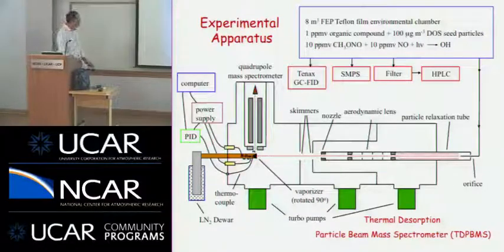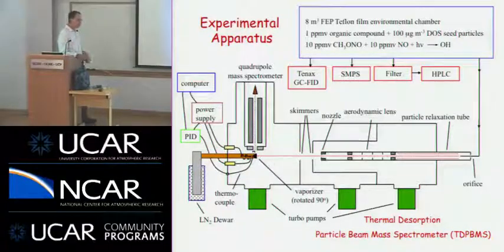And so the experiments that we do, as I say, are conducted in a Teflon film chamber. We add the organic compound of interest. In this case, what I'll talk about is just some alkanes as well as some experiments with ketones and alcohols. We add some seed particles to serve as a sink for condensation. And then we add methyl nitrite and NO, and we photolyze that with black lights to make hydroxyl radicals. And then we make a variety of measurements.